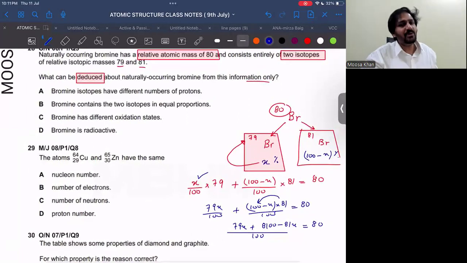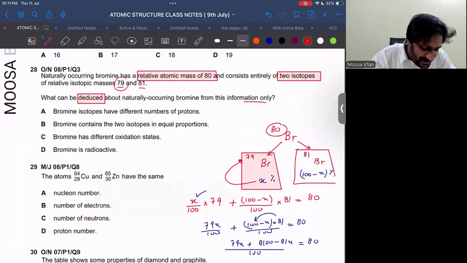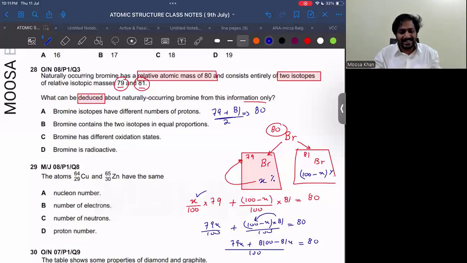Lekin ab hum is question ko answer kaise karein? Theek hai, if we see the two isotopes have the mass 79 and 81, and if we add 79 and 81 and divide it by 2, we will get 80. It means if we are getting the average value on taking the sum and dividing it by 2, both the isotopes must be in 50-50%. Agar do 50-50% hai toh out of 100 there is only one possibility of having equal proportion.